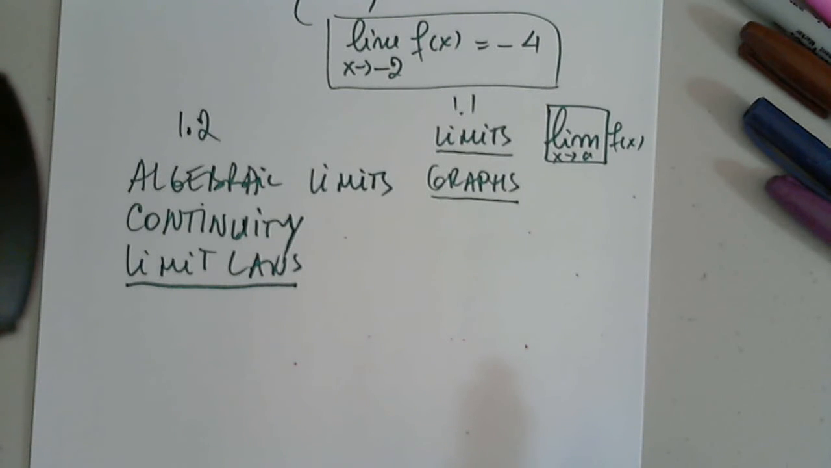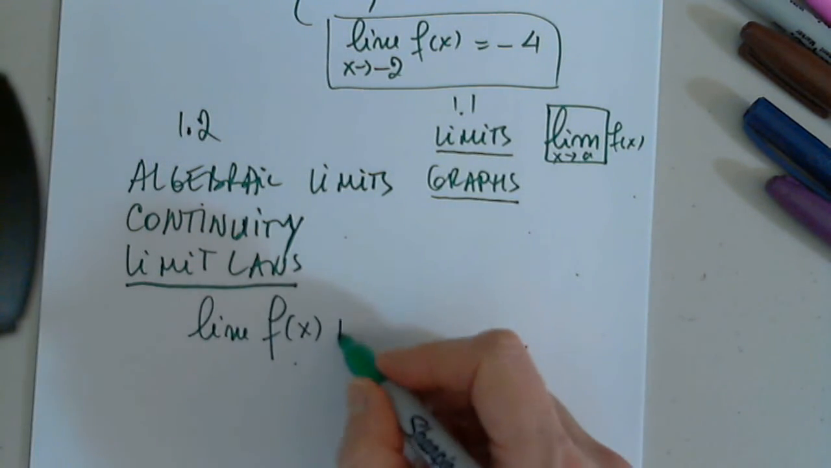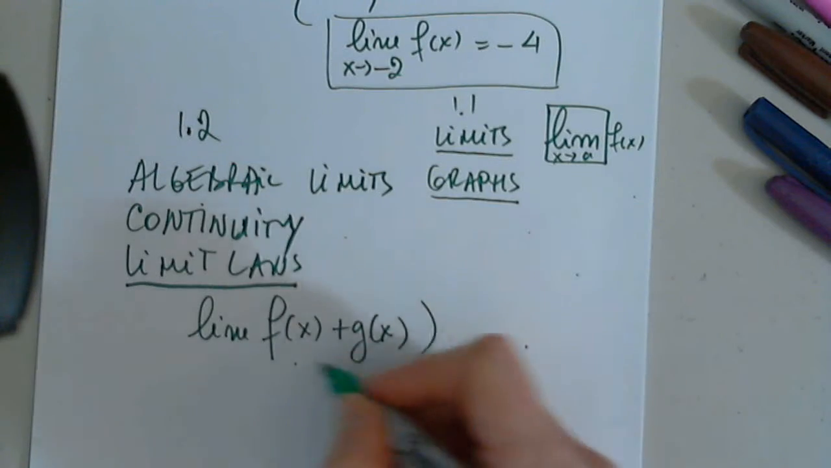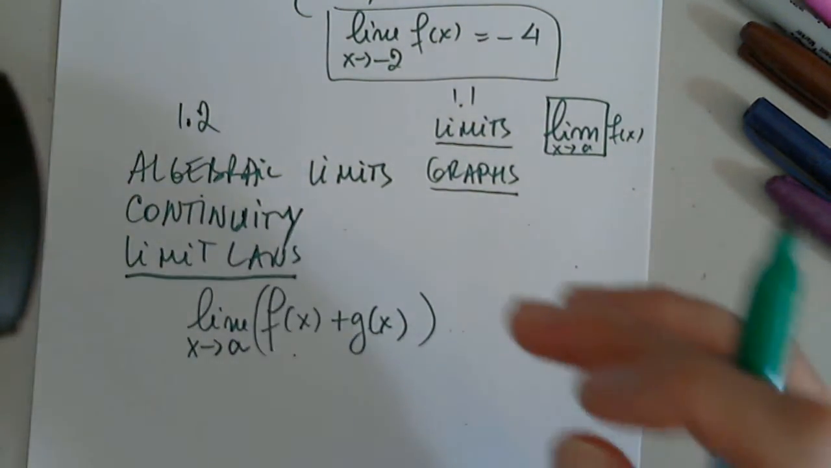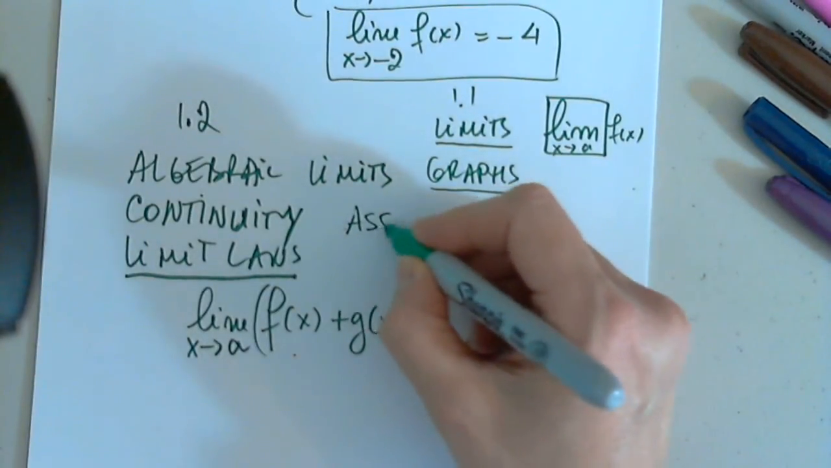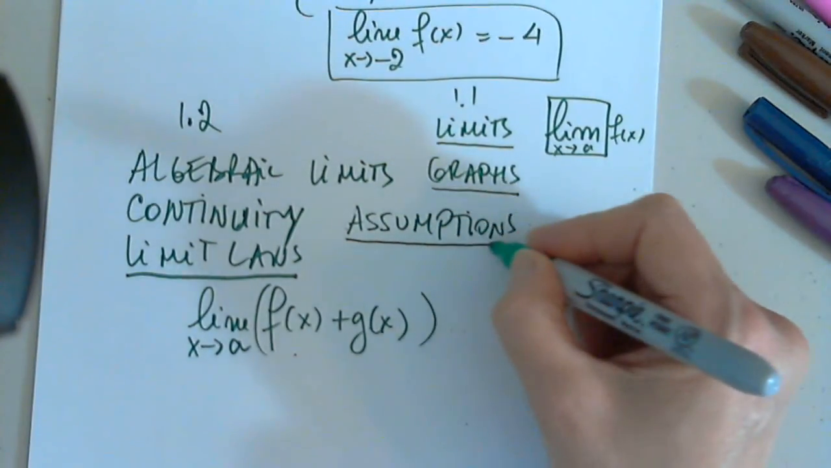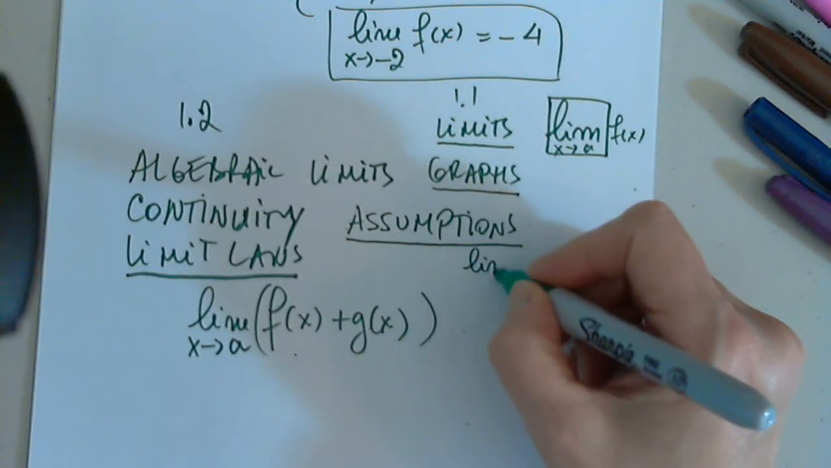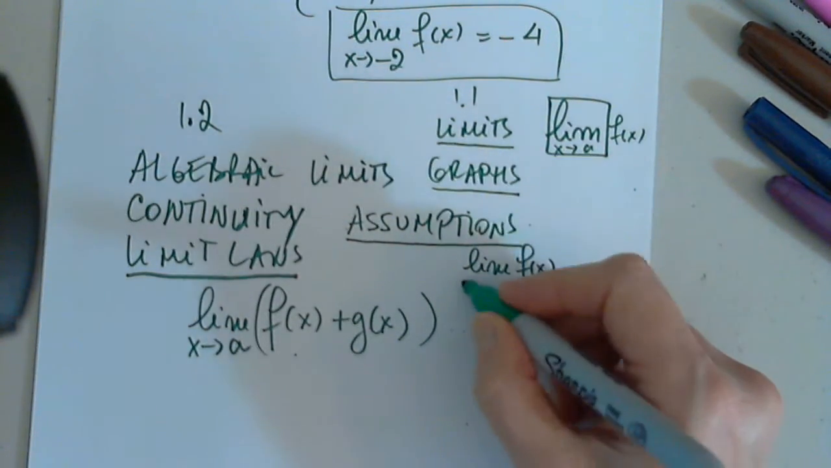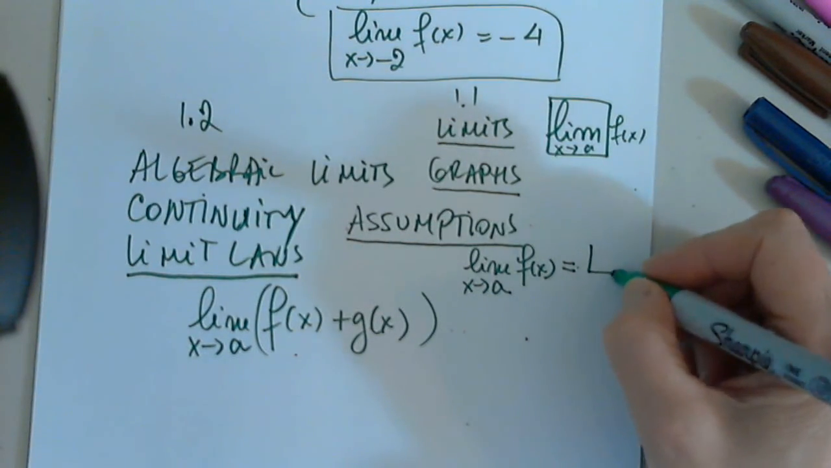And there are several. So here is one: the limit of a function f of x plus a function g of x as x approaches a. So, assumptions. Without these assumptions, I cannot calculate anything. The assumptions are that the limit of f of x as x approaches a from either side is a number. We're going to denote it by L.